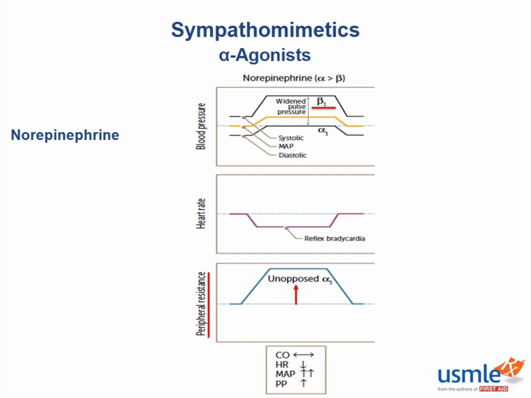Why does the heart rate actually go down if norepinephrine is stimulating beta-1 receptors in the heart? Now, the potent stimulation of alpha-1 receptors and intense increase in peripheral resistance freaks out our baroreceptors. The baroreceptors say, wow, the pressure is way too high. We need to decrease the sympathetic activity on the heart. And this leads to a reflex bradycardia, or a decreased heart rate.